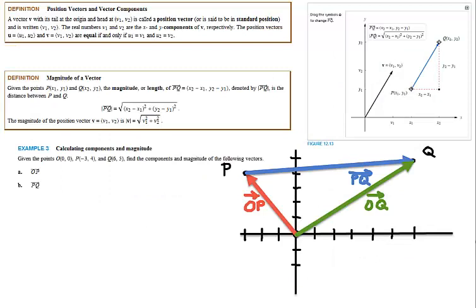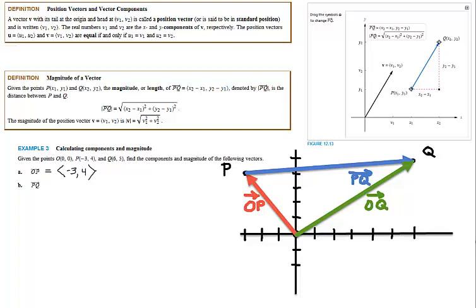Just going over a few of the basic definitions here. A position vector has to have its tail at the origin and goes off in some direction unless it's, of course, the zero vector. This P is a point here, but OP is a vector and it happens to be the position vector, and because it is the position vector, it can be written as -3, 4.